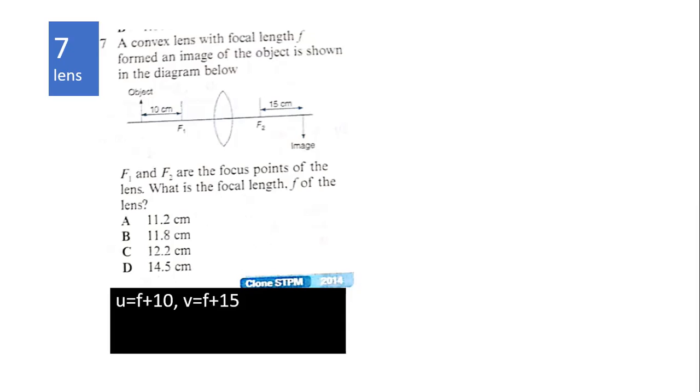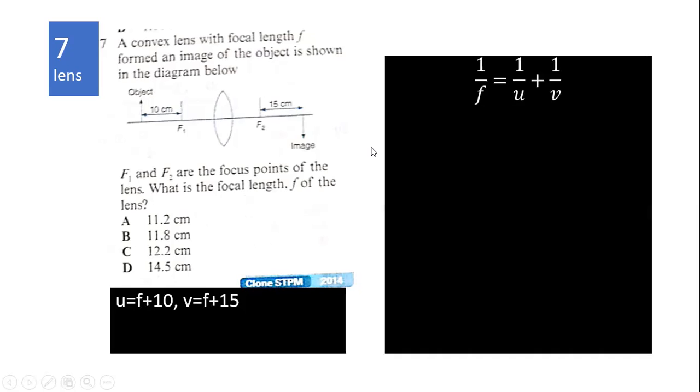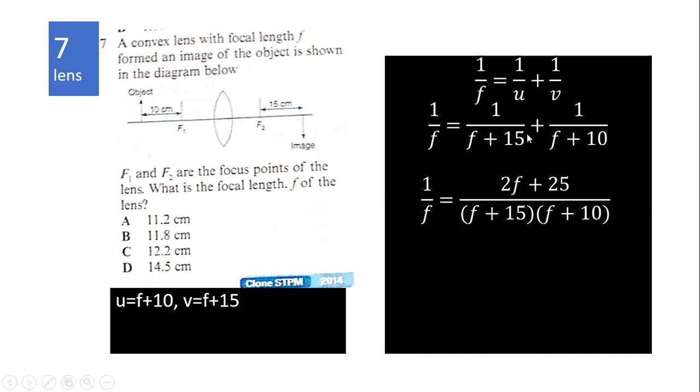Okay, write down what is given. Object distance, let the focal length be f, 10 plus f. Image distance, f plus 15. It's a real image. And put into the formula. Denominator is that. So this becomes f plus 10, f plus 15. So there's 2f. 10 plus 15 is 25.